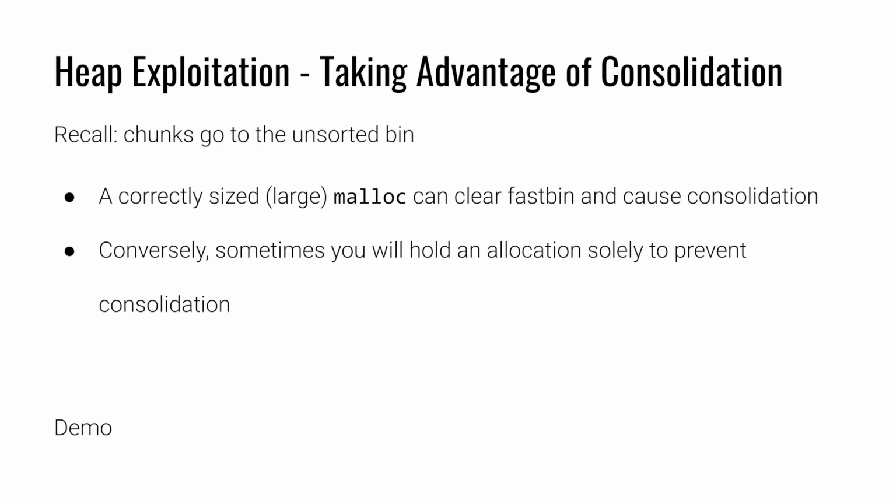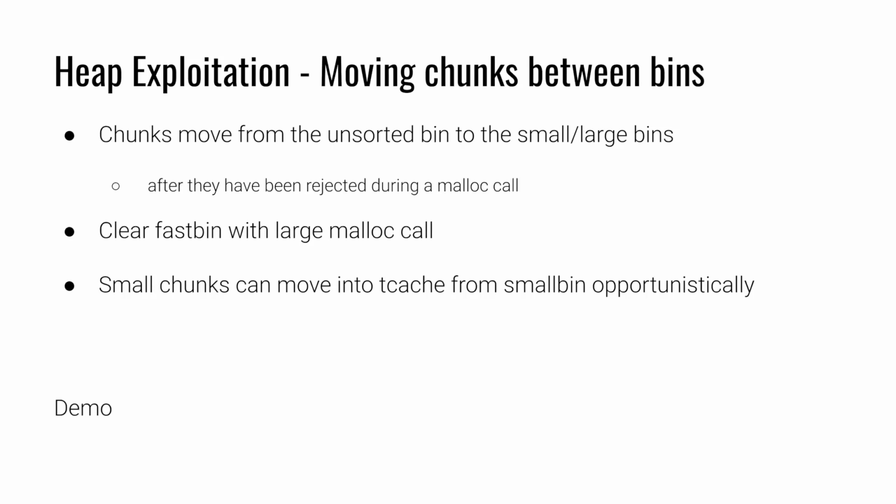Now, in addition to making consolidation work with us, we can also move chunks between the bins. We already saw flushing the fast bin out and how that works with consolidation. But we could also do something similar with the unsorted bin. In fact, we have more control with the unsorted bin because it is conditionally flushed and can be partially moved through, depending upon the size of the chunks in it. Remember that if a malloc call is large enough to get to the unsorted bin, it can contain small chunks or large chunks. It can contain both.